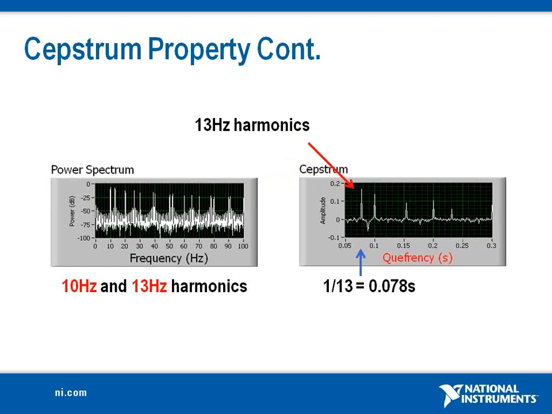You can see on the left hand side in the power spectrum we have two harmonics present, one at 10 Hz and the other at 13 Hz. So when we look at the harmonics of these harmonics, we see that there is one rahmonic present at 1 by 13th, which is 0.087 second, and the other is present at 1 by 10th, which is equal to 0.1 second.